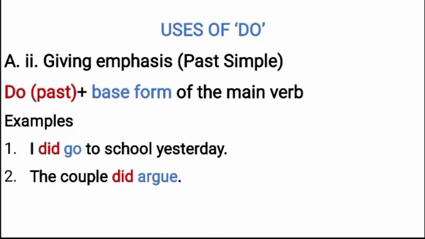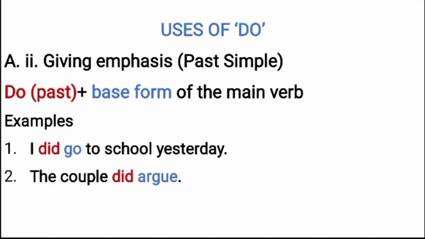Giving emphasis, past simple. The form is the past form of the auxiliary verb do plus the base form of the main verb. Here are some examples. I did go to school yesterday. We have the past form of the auxiliary verb do, which is did, with the base form of the main verb, which is go.